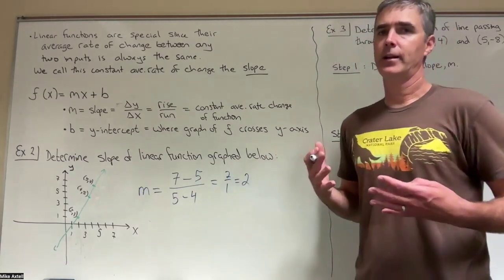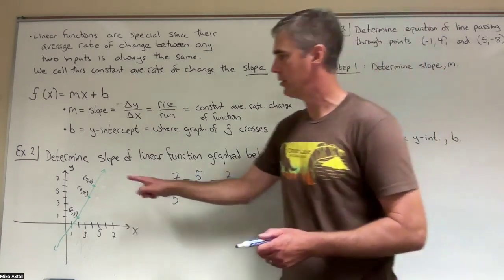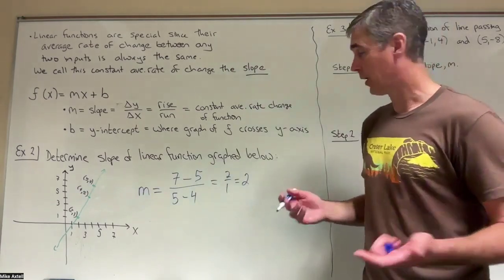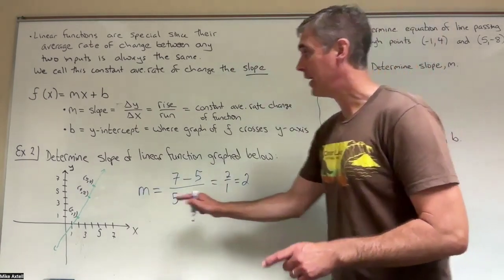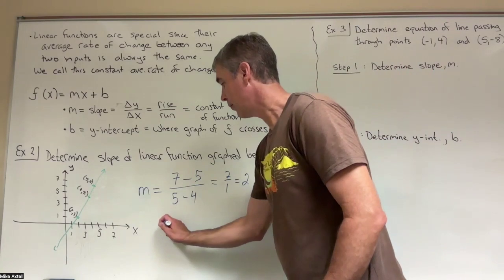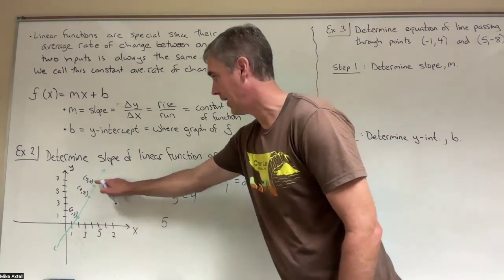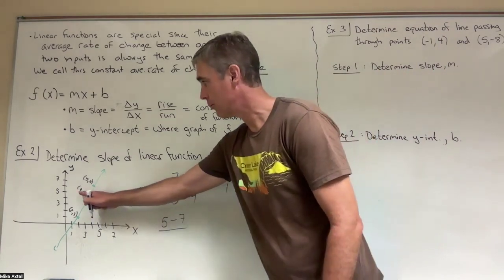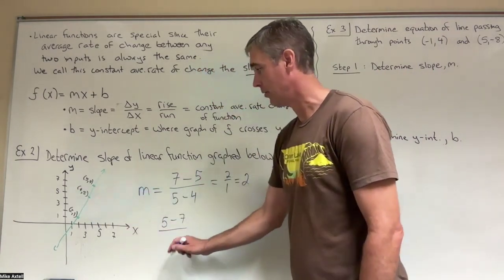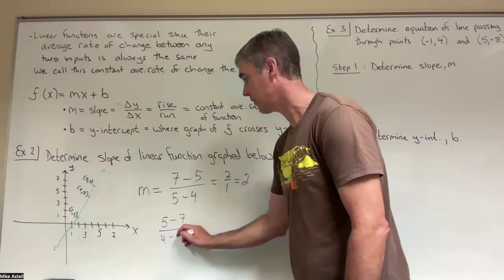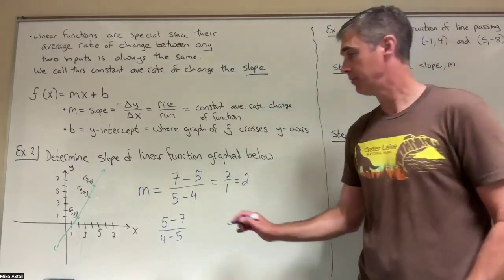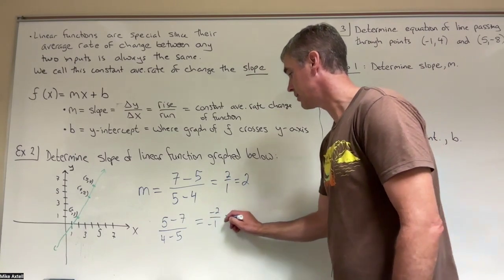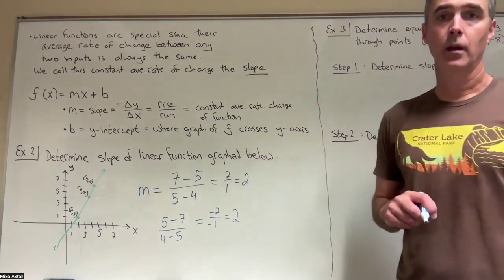Now, you might think to yourself, oh crap, I've got to make sure I do this guy first and then that guy second. It actually doesn't matter. For example, if I had done the y values in the opposite order, 5 minus 7 on top, as long as I match it up with the corresponding x values underneath it, 4 minus 5, I'll get the same answer. So I get a -2 on top and -1 downstairs, which is a 2.